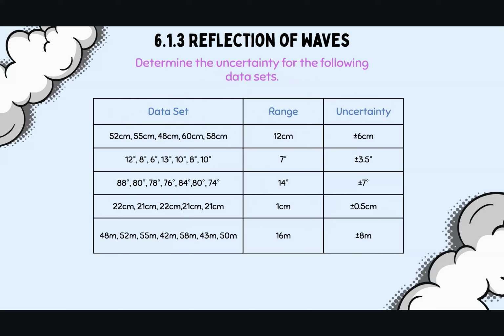So for example, here's a set of data. The range goes from 48 minimum to 60 at the max. The range is 12, so we divide that by 2. So uncertainty is plus or minus 6 centimeters. Here the range is only 7, so divided by 2, the uncertainty is plus or minus 3.5. Here the range is only 1 centimeter, between 21 and 22, so half that, and the uncertainty is, give or take, half a centimeter.